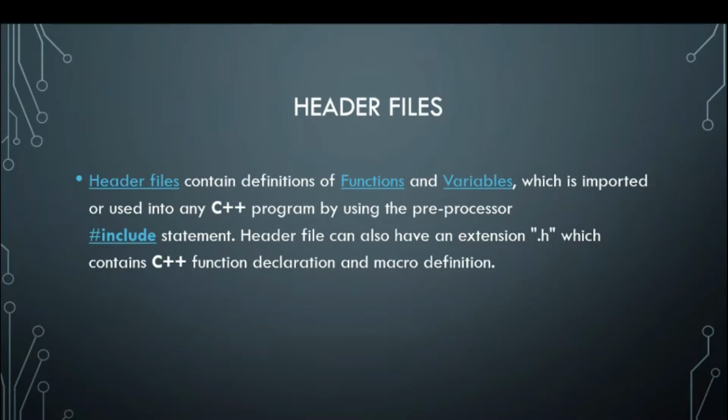The next thing is the header file. The first thing we will add in our program will be the header file. It will be added with the hashtag include statement and sometimes it will be followed by the .h extension. Header files generally contain the definitions of the functions and variables which are imported or used in the C++ program by using the preprocessor.